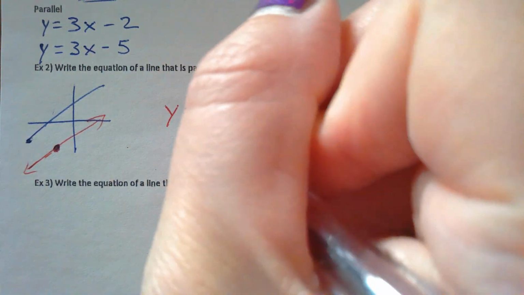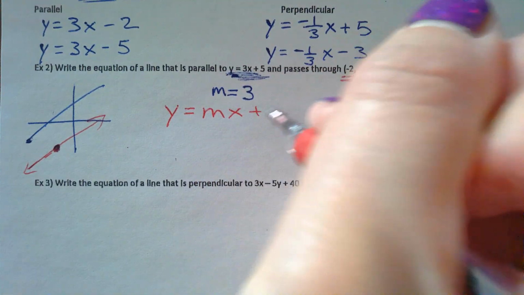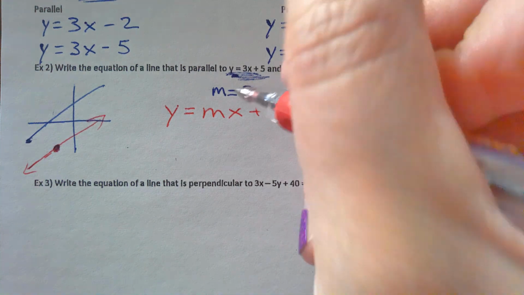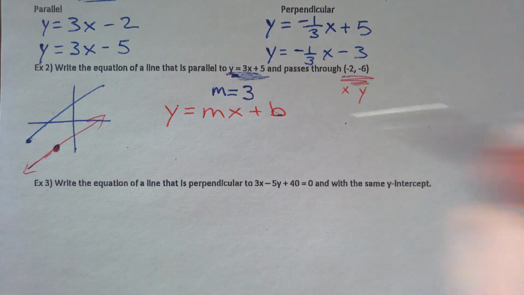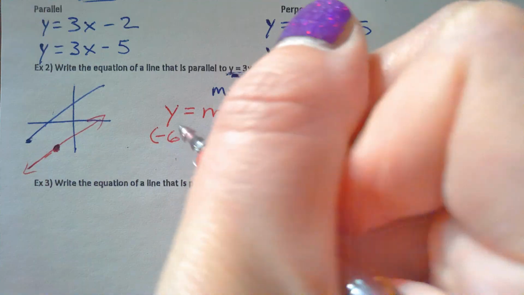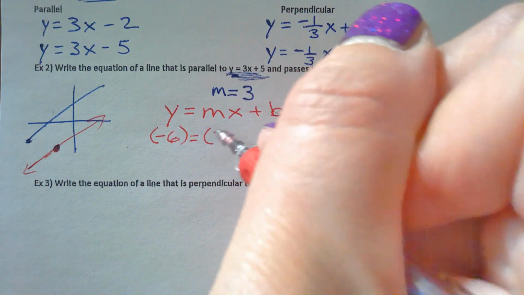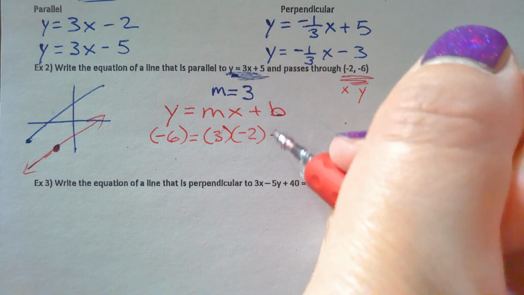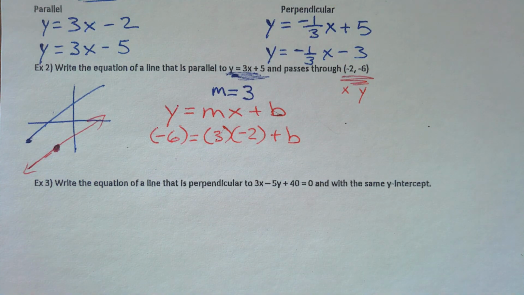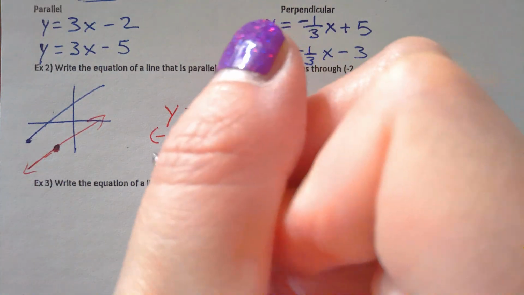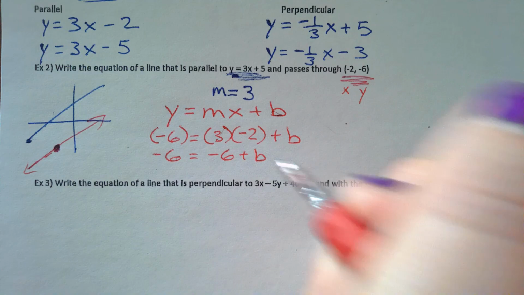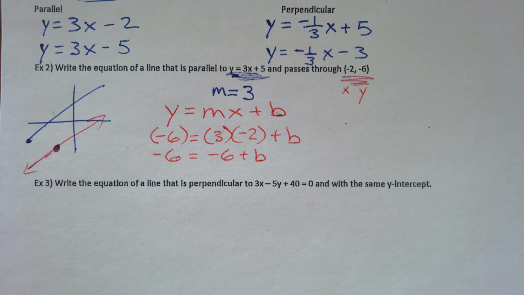y equals mx plus b, right? This is my x, this is my y, this is my m. I substitute everything. So y is -6, m is 3, x is -2, and I solve for b. Okay, so -6 equals -6 plus b. So what does b equal? Yeah, 0.